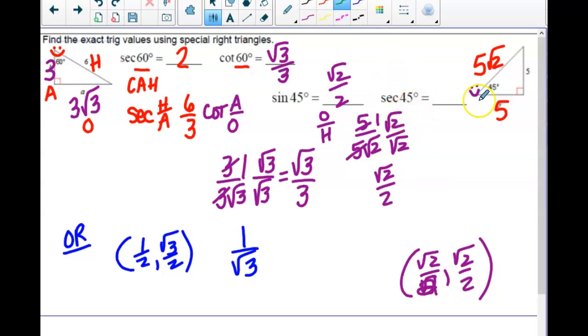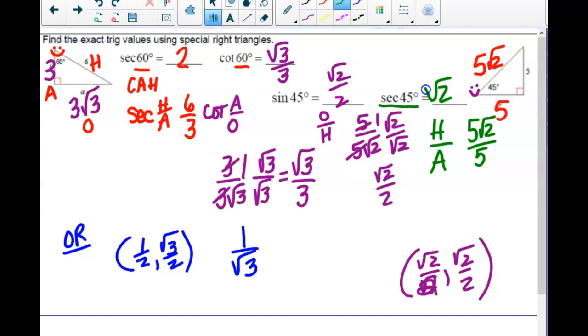Actually, this one is easier from the triangle here, because for secant you'd normally have to flip one of these guys over. But if you look at this picture, secant is hypotenuse. Secant is a flip of cosine, so it's hypotenuse over adjacent. Did I get that right? So hypotenuse over adjacent is just going to reduce to square root of 2.